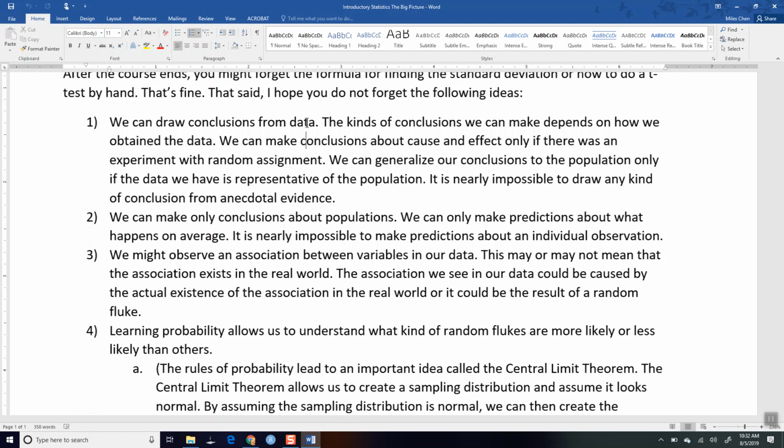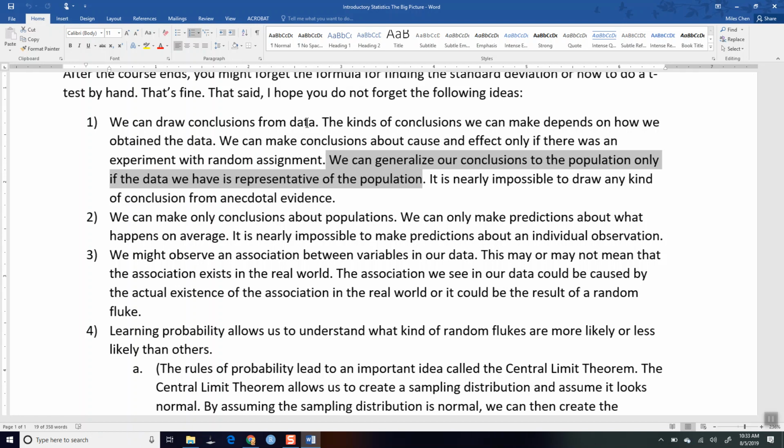These are the big divisions. If we want to make a conclusion about cause and effect, if we want to say this medication makes this effect, or changing this thing in your diet will have this effect on your health, that data needs to come from an experiment with random assignment.